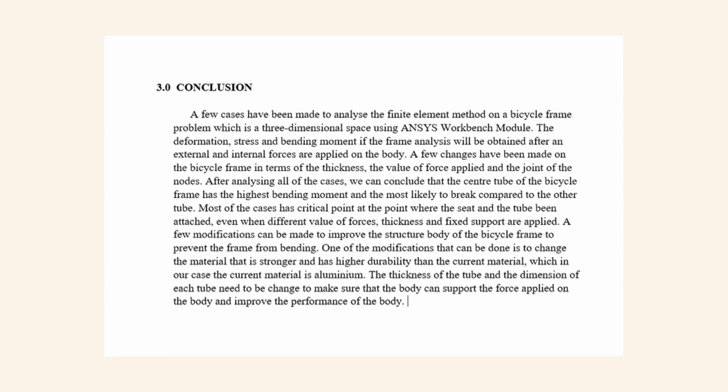A few modifications can be made to improve the structural body of the bicycle frame to prevent the frame from bending and breaking. One of the modifications that can be done is to change the material to something stronger and with higher durability than the current material, which in our case is aluminum. The thickness of the tube and the dimension of each tube need to be changed to make sure that the body can support the force applied on the body and improve the performance of the body.